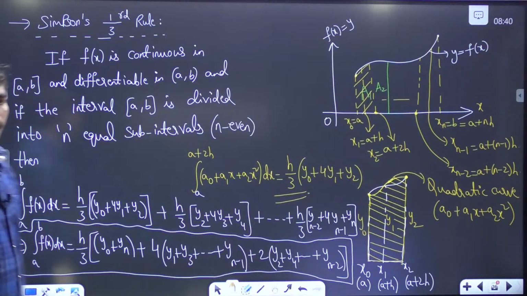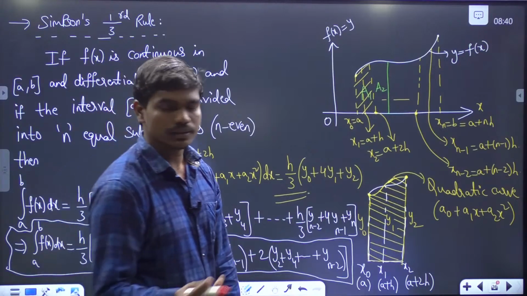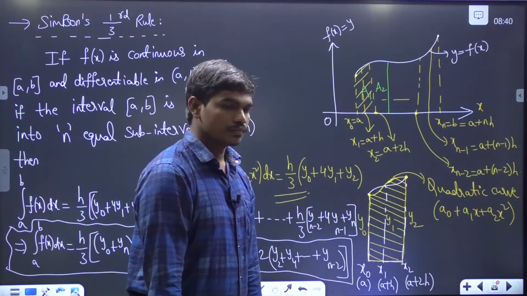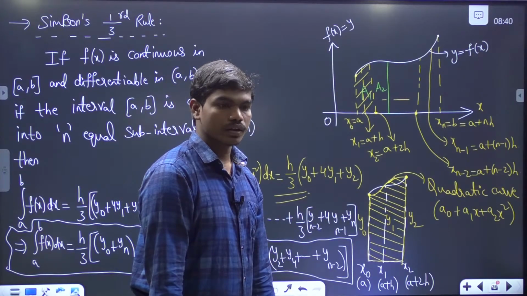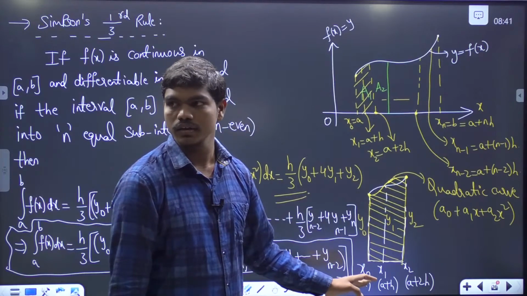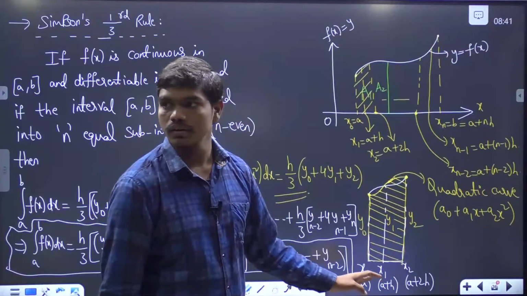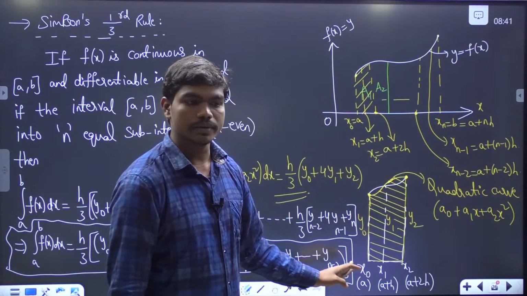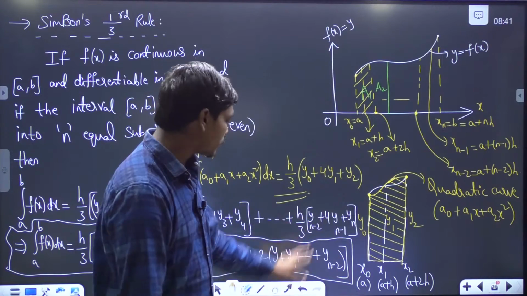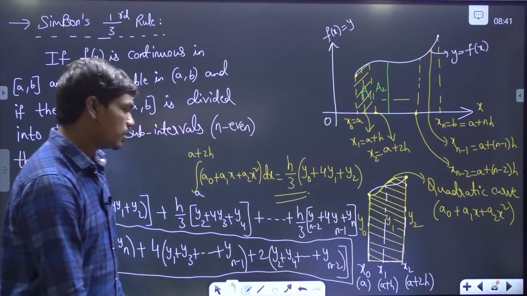So did you all understand how I achieved this formula? It's purely based on geometry that we are assuming here. Clear? Did you all understand why I have written it this way? Please tell me, did you all understand why this trapezoidal rule formula is this? 4 times of something and plus 2 times of some other things.